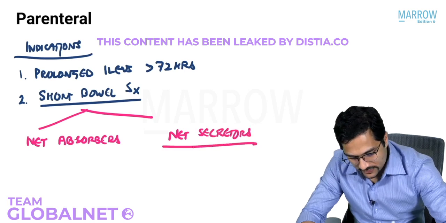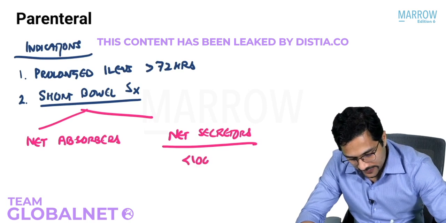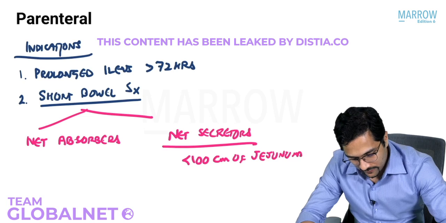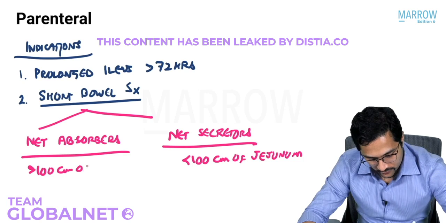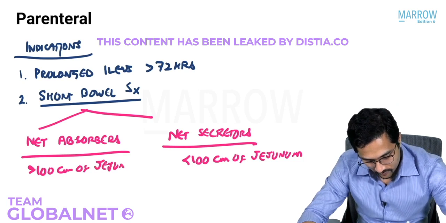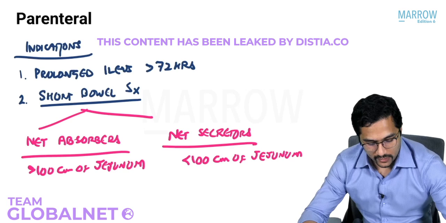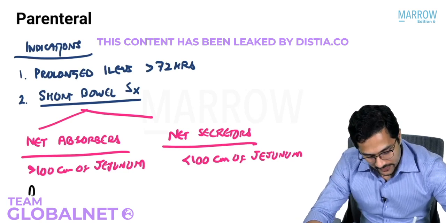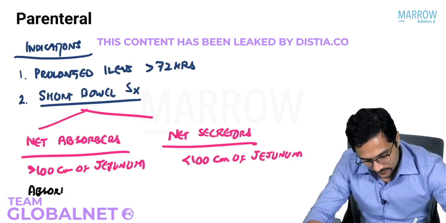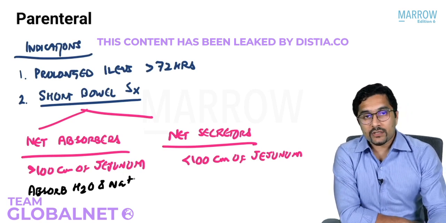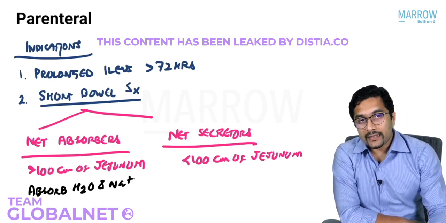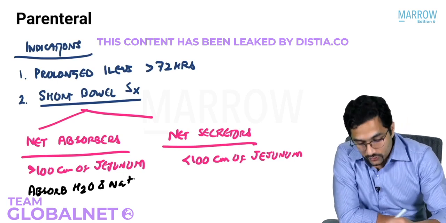Net secretors are those who have less than 100 centimeters of jejunum, whereas net absorbers are those who have more than 100 centimeters of jejunum. Those who have more than 100 centimeters of jejunum can at least absorb water and sodium, whereas net secretors can't even do that. So these patients with short bowel syndrome are highly dependent on total parenteral nutrition.